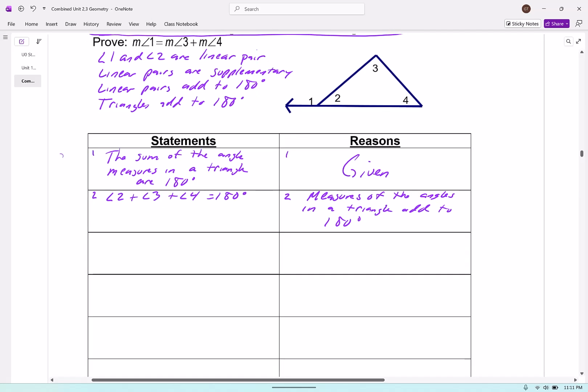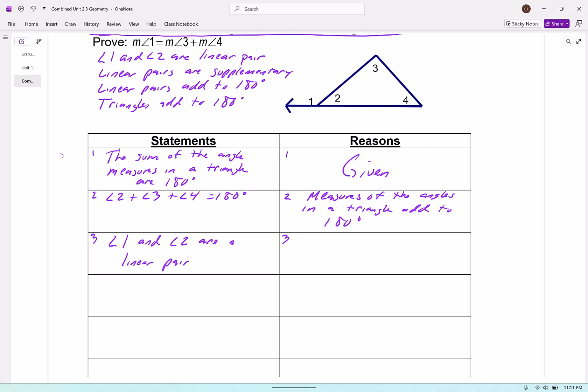All right. So what can we say next? Well, we could say that angle 1 and angle 2 are a linear pair. We know that by the definition of linear pairs. We have a straight angle, just a straight line, that adds up to 180 degrees. We've got two angles that have one common side and are adjacent. So we have a linear pair.